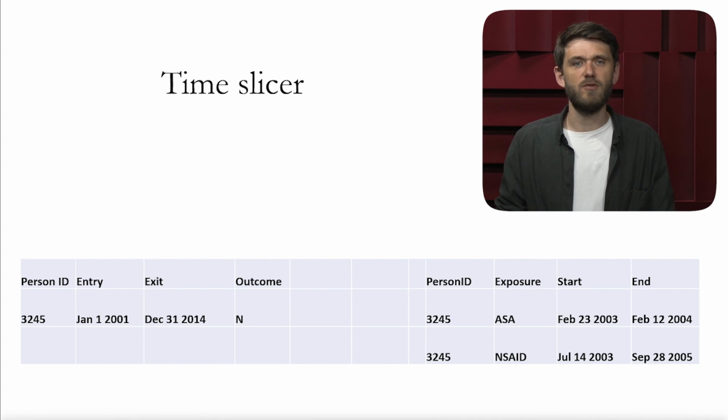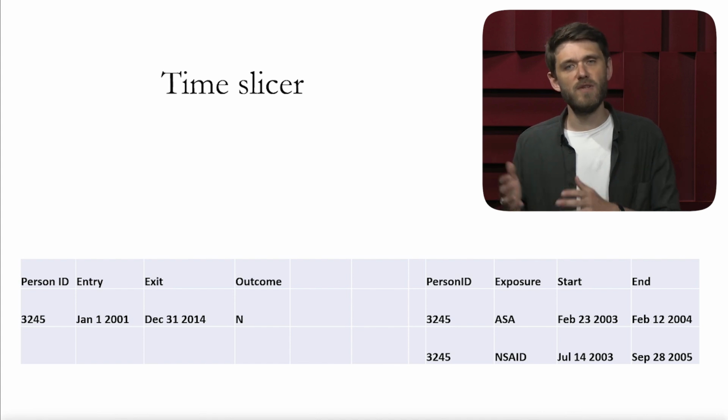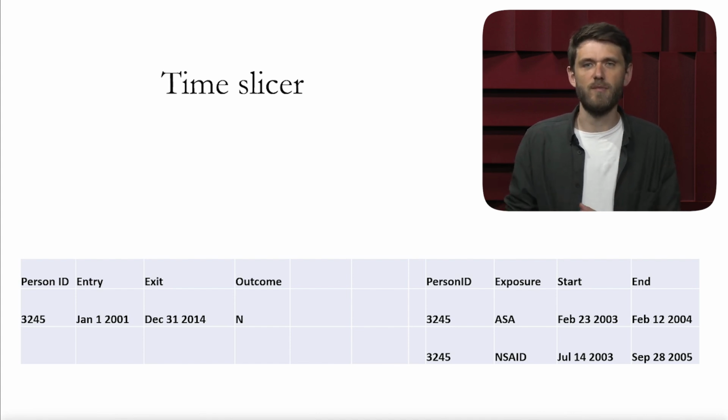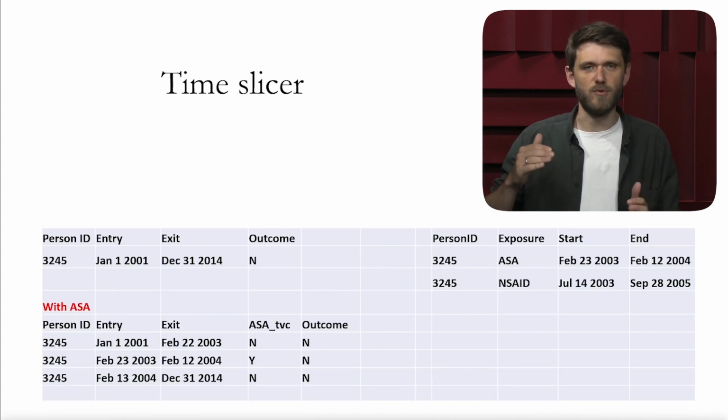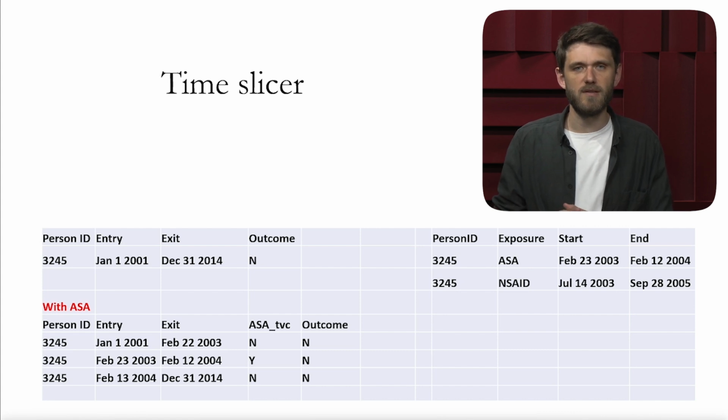So for instance, this individual is followed from January 1st, 2001 until December 31st, 2014. And we have these 2 prescription periods of using either ACE and NSAID. And if we combine the 2, it looks like this. So this individual is now contributing person time to 3 brackets. If you only consider the ASA use or the low dose aspirin use, we have 3 brackets. First non-use, then ASA use, and then non-use again.